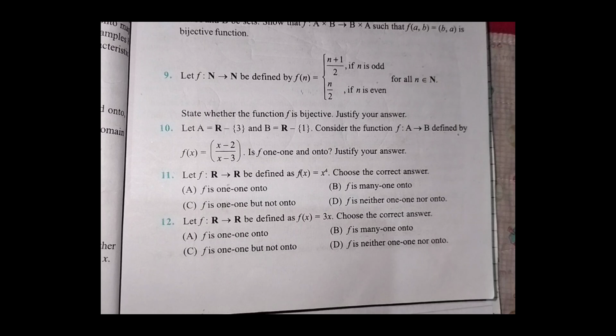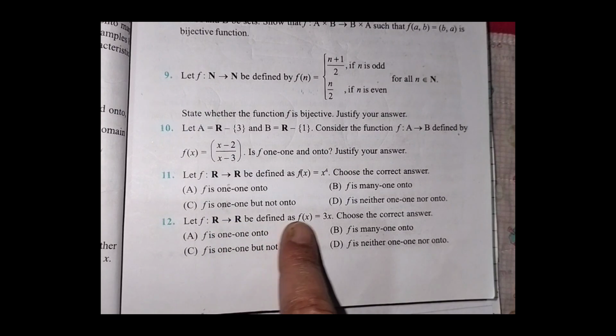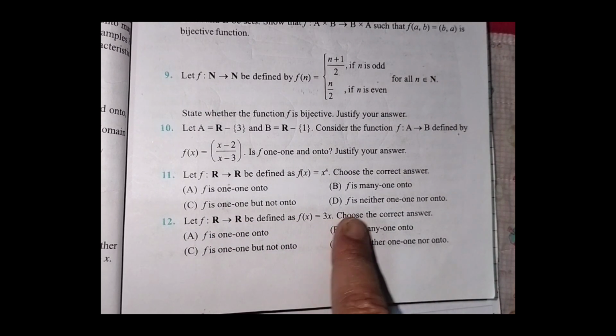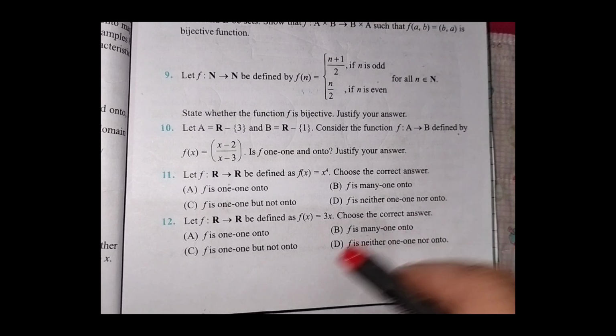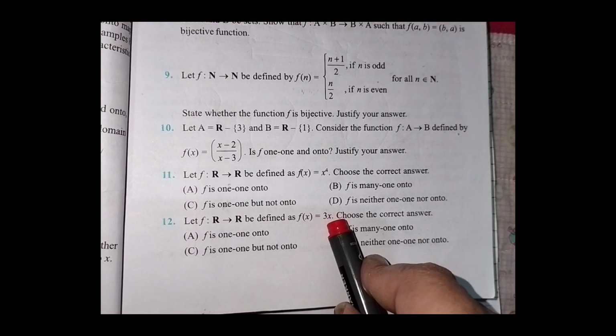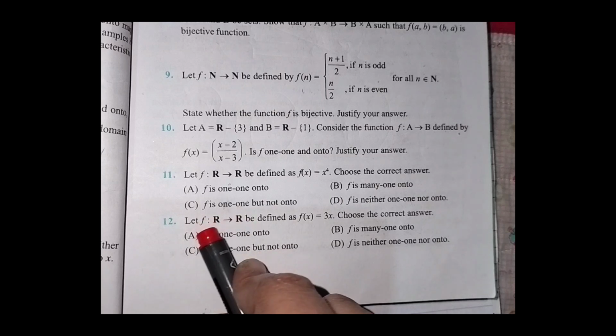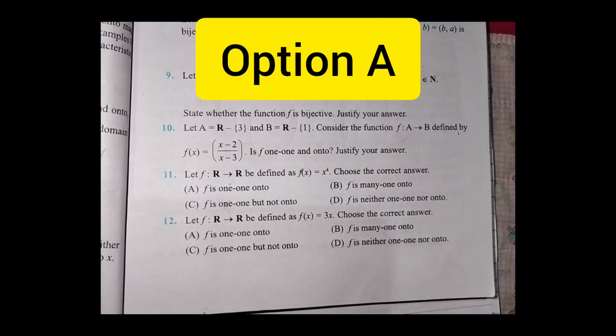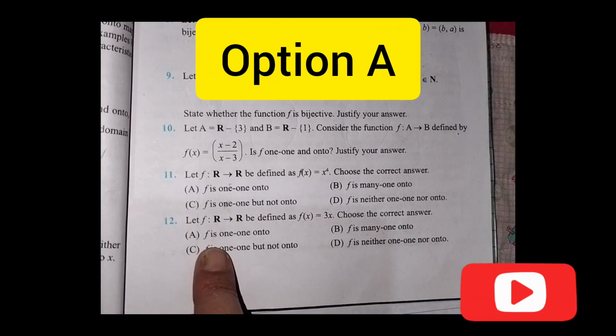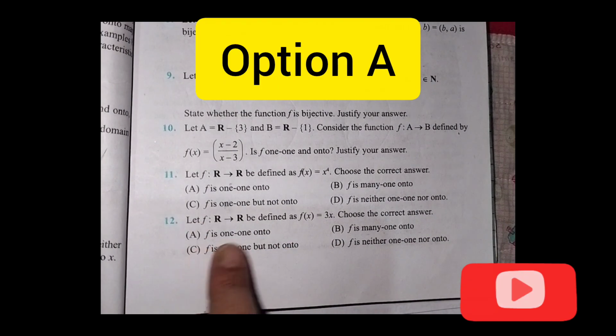Now let's take the last question of this video, where you have a function f from R to R which is defined by f(x) is equal to 3x. You have to choose the correct answer. As you can see, 3x is a linear function, so this must be 1-1 and onto. And also because this is a function from R to R, no need to worry about the range and codomain. So directly you can take the first one. Question number 12, answer is A, 1-1 and onto.